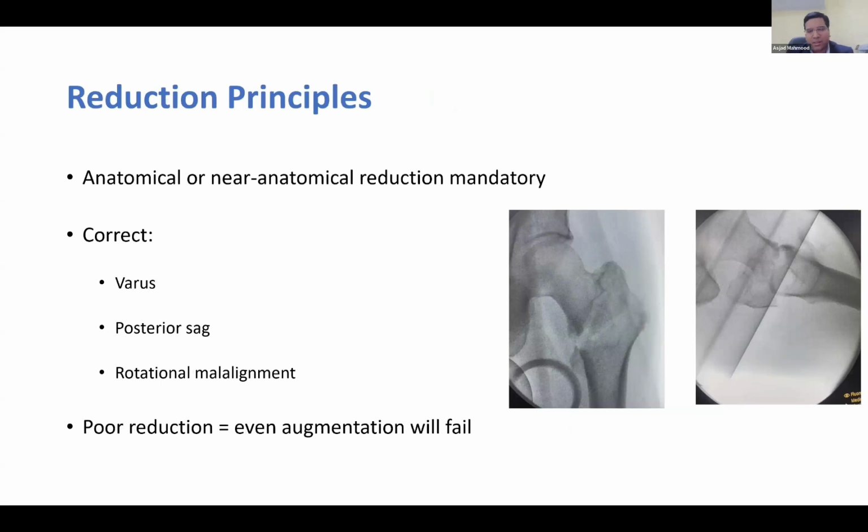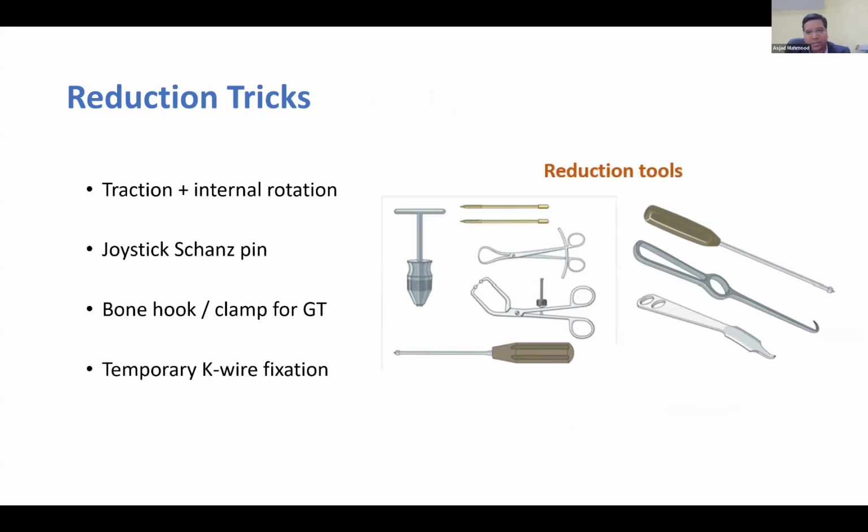The reduction principles have already been mentioned by Dr. Samarth and Dr. Kapil. Anatomical or near anatomical reduction is mandatory, and we should correct valgus, varus, posterior sag, and rotational malalignment. We have to remember that with poor reduction, even augmentation will fail in these types of unstable varieties. The reduction tricks have already been mentioned, like using a traction table with internal rotation. We can use a Schanz pin, a bone hook clamp for the GT, or temporary K-wire fixation before doing the nailing.